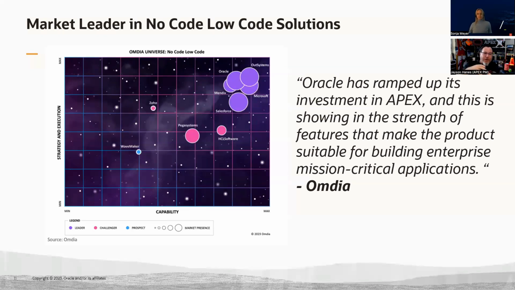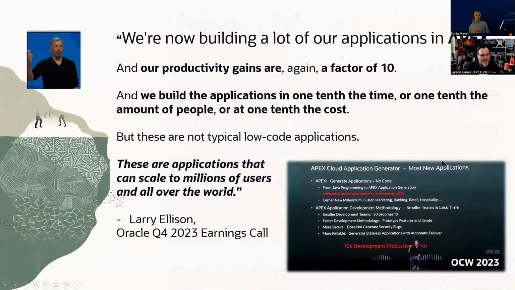Maybe Apex does a whole bunch of things that is not similar to what Microsoft or other competitors do. But overall, Apex is in the upper right quadrant, and Oracle has ramped up its investment in Apex, and this is showing in the strength of features that make the product suitable for building enterprise mission-critical applications. This is just another analyst firm, named Omdia, that was quoted saying that, just to give you a little bit of an idea of where we actually sit in the space.